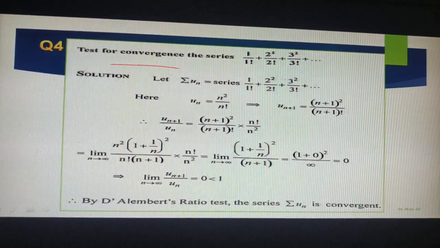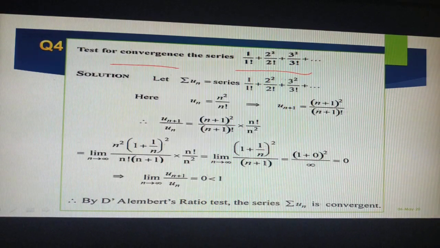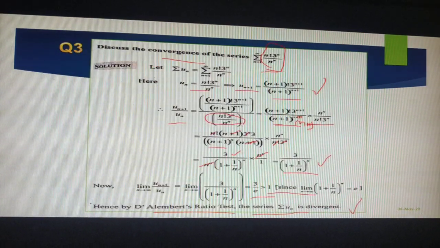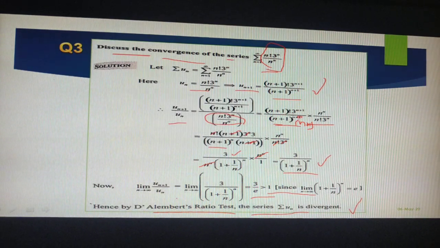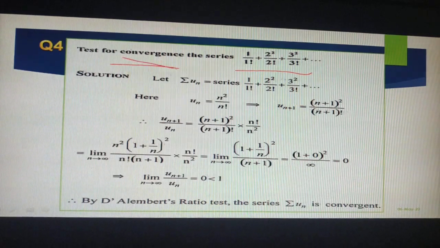So you have to test for convergence of this series. Okay, convergence doesn't mean that it is going to converge. See, here in this problem also, in problem 3, I am just asking to discuss convergence of the series. It doesn't mean that the series is going to converge. We will frame the question in that way, whether it is converging or divergent doesn't matter. So see here also, the same thing: test for convergence.